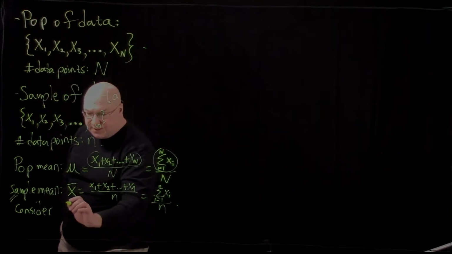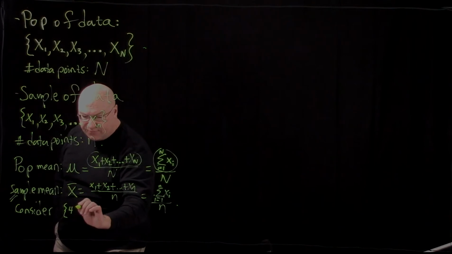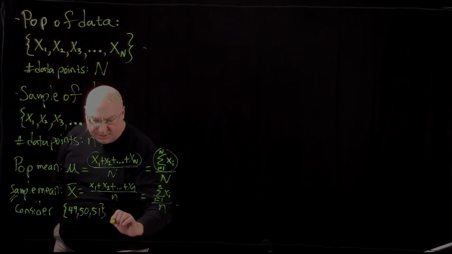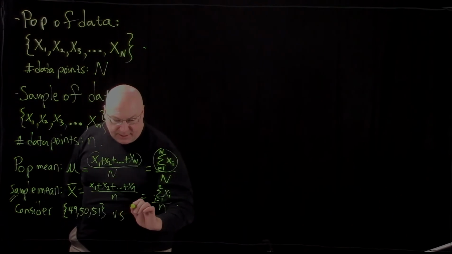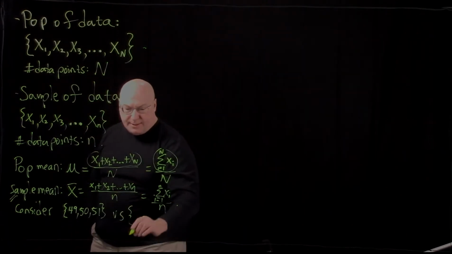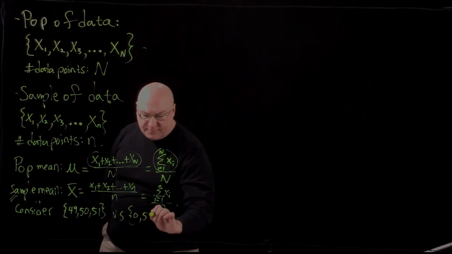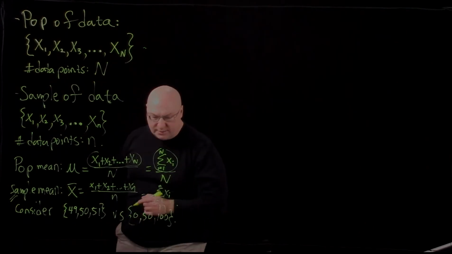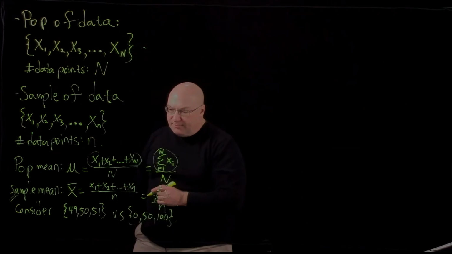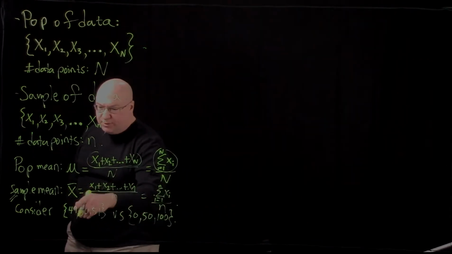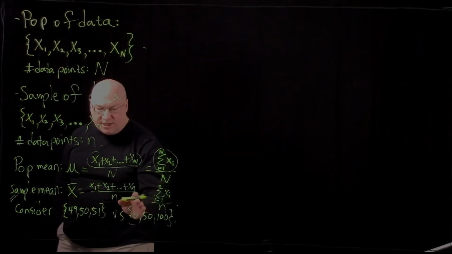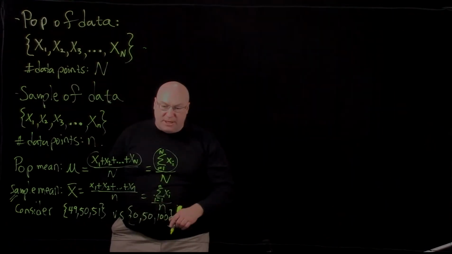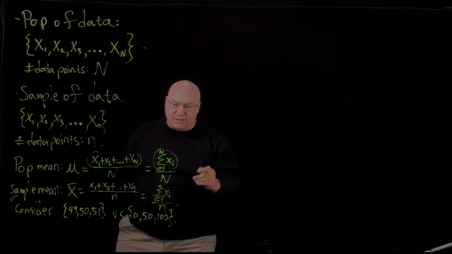Yeah, you have the 3-point data set 49, 50, 51, and 0, 50, and 100. Crowding things a little bit there, aren't I? All right, pretty easy to see that whether we think of these as populations or samples is not really relevant. They have the same mean. The mean is 50 in each case, and it's easy to compute.